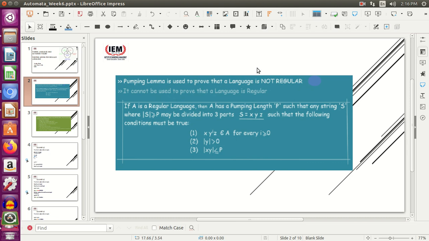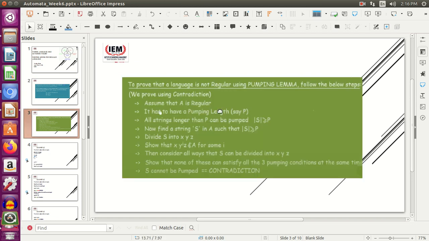Now, in the very starting I said that we use the pumping lemma to prove that a language is not regular. So how to prove that? What are the steps to prove that a language is not regular using the pumping lemma? We basically use proof by contradiction. We start with the assumption that A is regular, and then at the last step we will find some contradiction and conclude that since the conditions are not satisfied, A is not a regular language. So the first step is: assume A is a regular language.